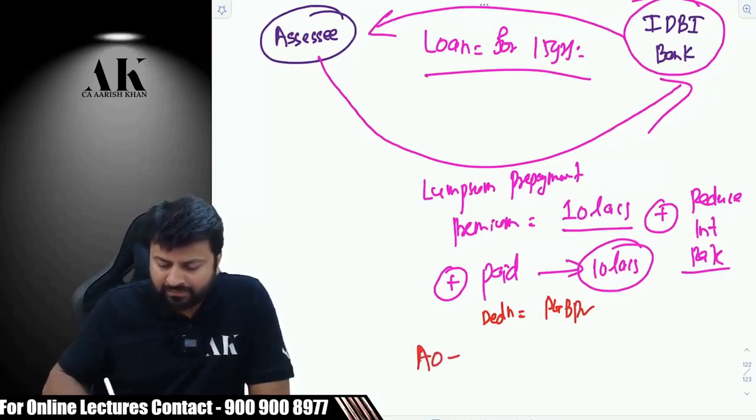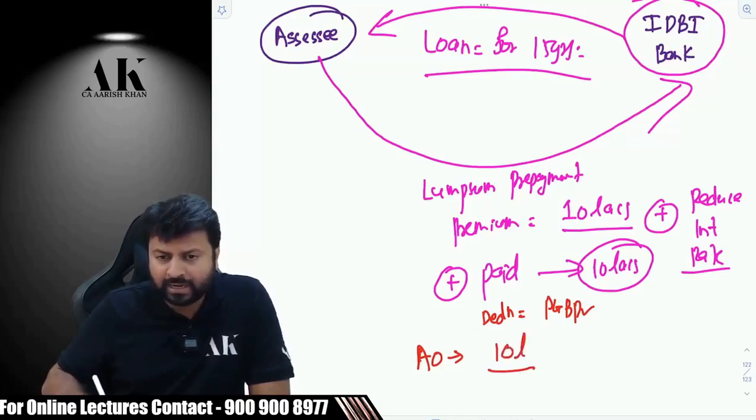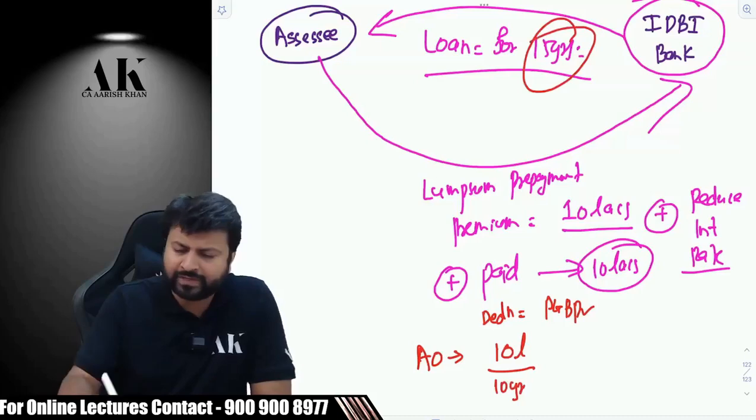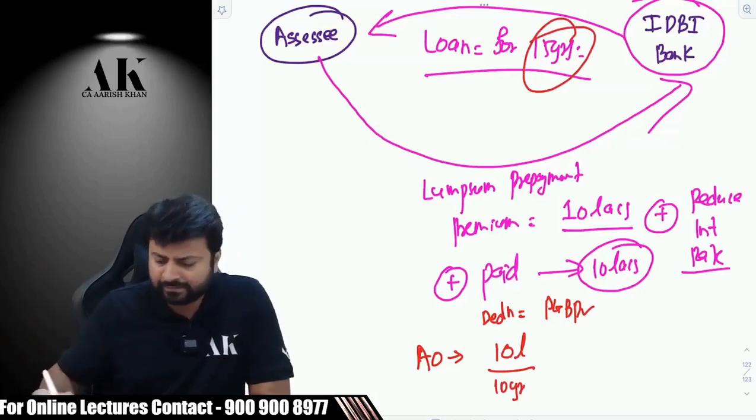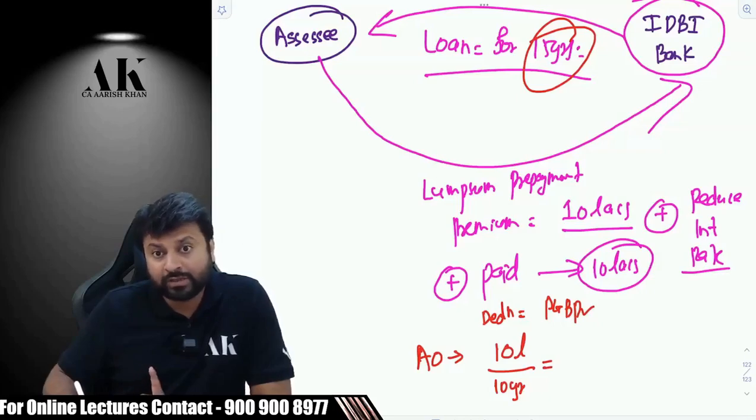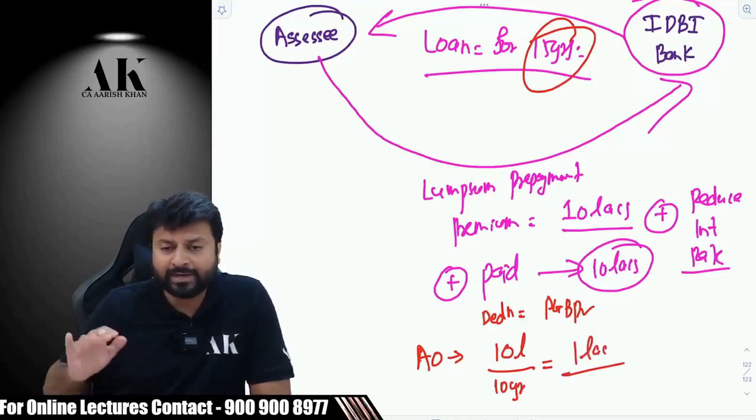Now the assessing officer is saying that he will allow the deduction, but not in one shot. He will allow the deduction over the remaining life of the loan. Suppose the total life was 15 years and the remaining life was 10 years. The AO is saying that I am not saying I will not allow it, but I will not allow it in the initial year. I will allow you 1 lakh every year, that is, divided by 10.